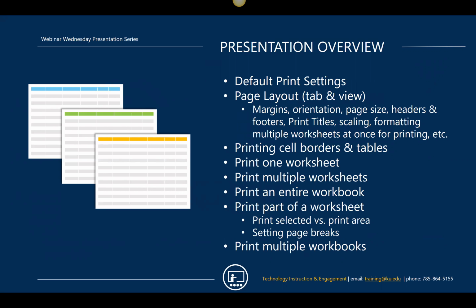We'll talk about formatting multiple worksheets at once and lots of other things that we can do within those two page layout options. We are going to be talking about printing cell borders as well as tables, which are ways that you can style your worksheet before you print. And throughout the session, we'll be talking about if you want to print just one worksheet, if you want to print multiple worksheets, if you want to print an entire workbook, or if you want to print just a selection of an individual worksheet. And then finally, we'll talk about printing multiple workbooks as well.